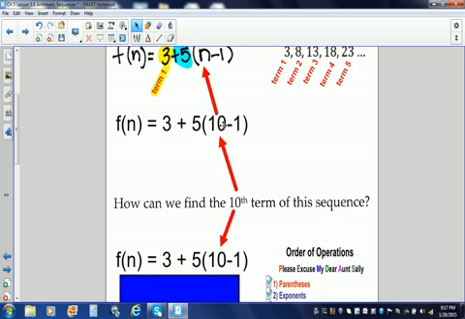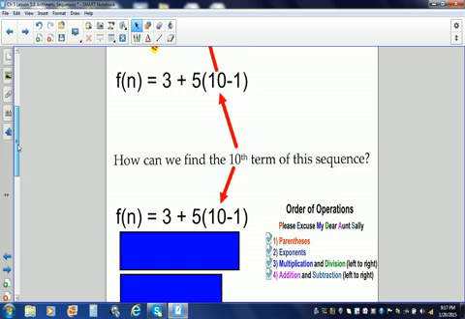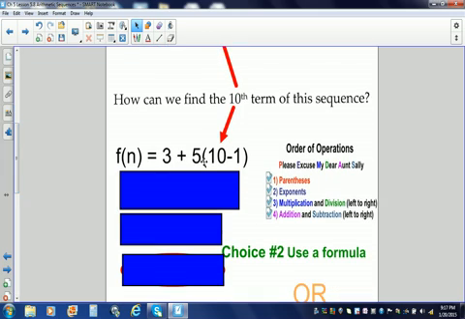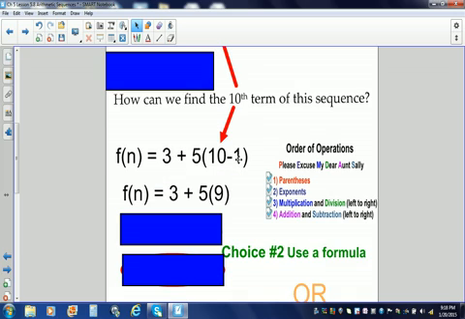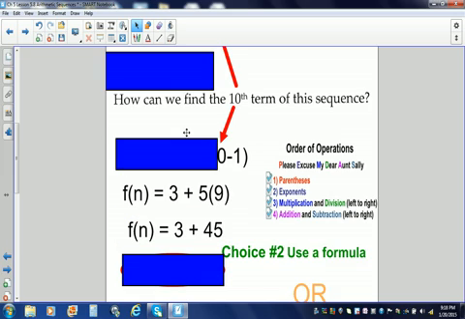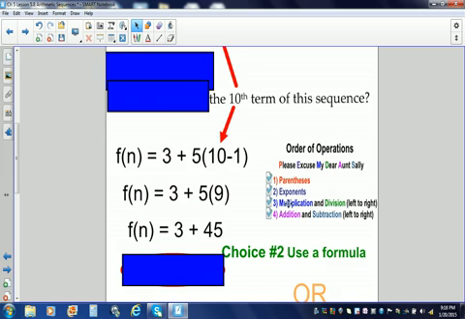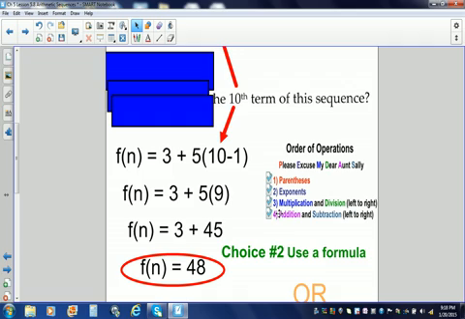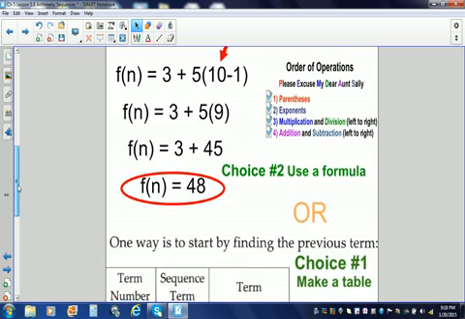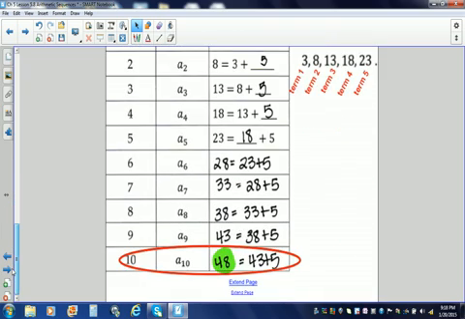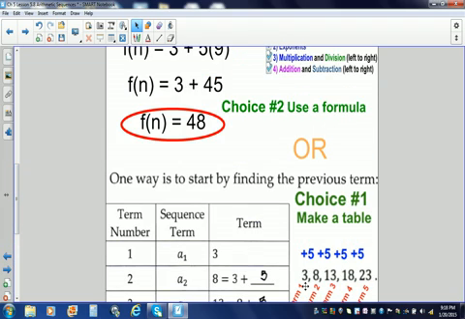Now I'm just going to work out the problem. So I have 3 plus 5, parentheses, 10 minus 1. Remember, follow order of operations. Do what's inside the parentheses first. 10 minus 1 is 9. Multiplication next. 5 times 9 is 45. Then I add 3 plus 45, which is 48. The 10th term is 48. When we made the table, look at that, we got 48. Same answer.